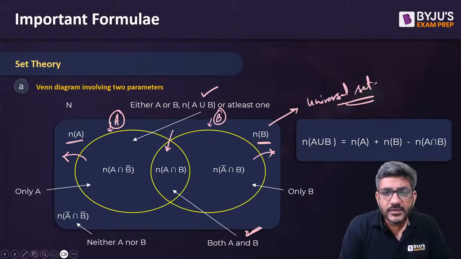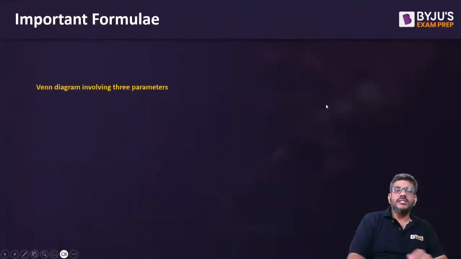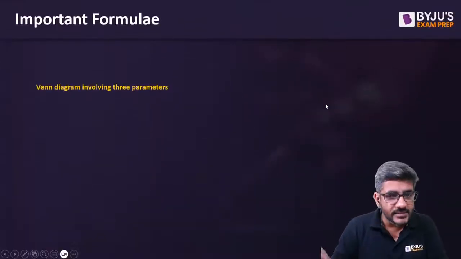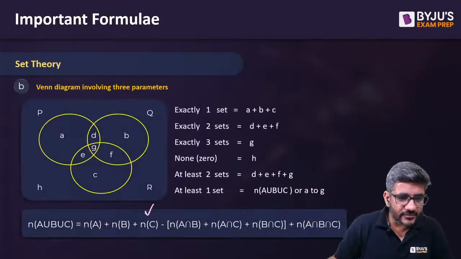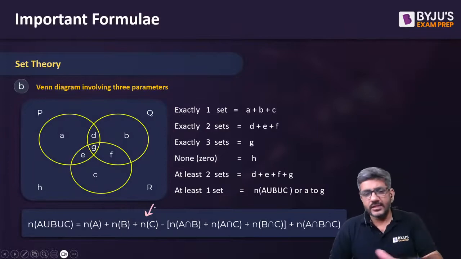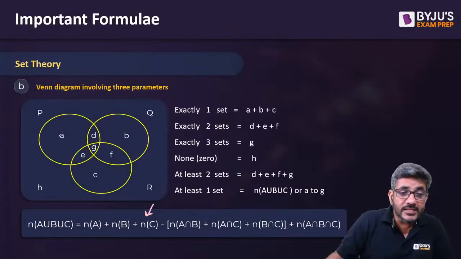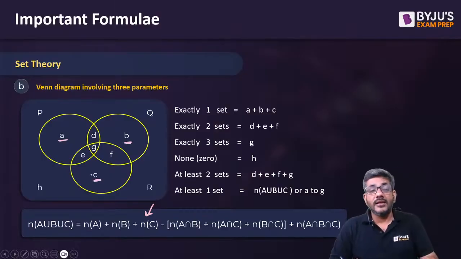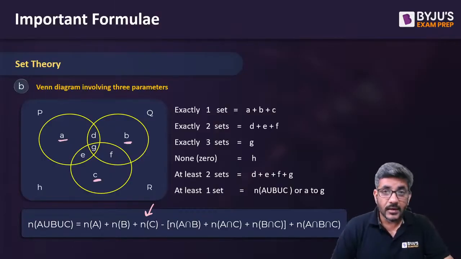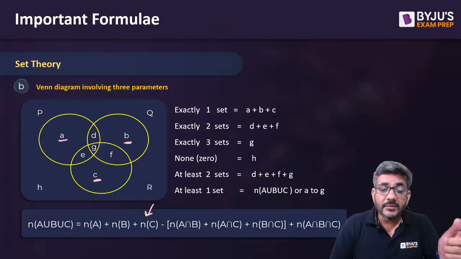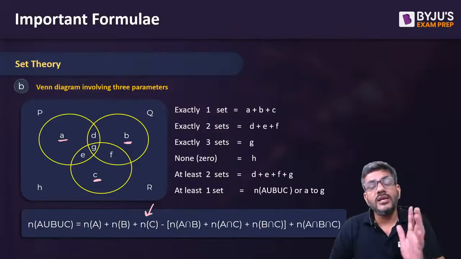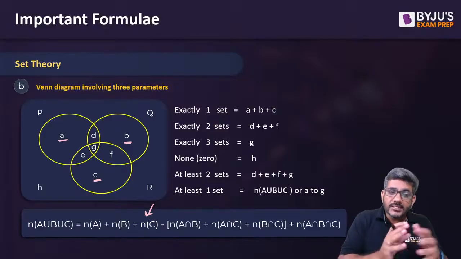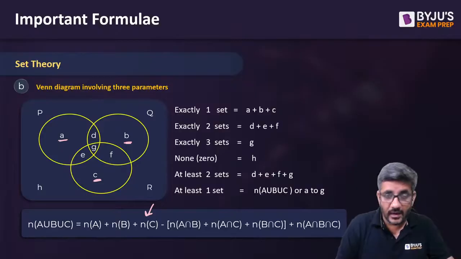That was about the two sets. Now what about three sets? Venn diagram involving three parameters, let's talk about that as well. उसके लिए सबसे पहली बात, there is a formula n of A union B union C. There is a long formula for that. This value A, B and C, they all are representing exactly one, right? If you see, A उस एरिया में लिखा हुआ है which is only in circle A, B उस एरिया में लिखा हुआ है which is only in circle B, I mean circle Q, and C उसमें लिखा हुआ है which is only in circle R.